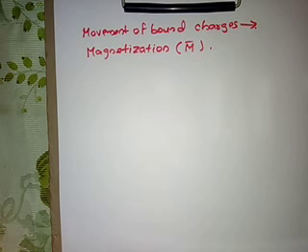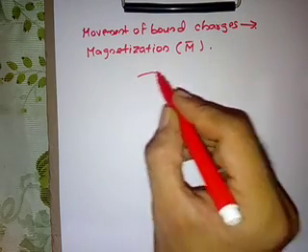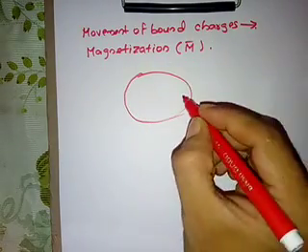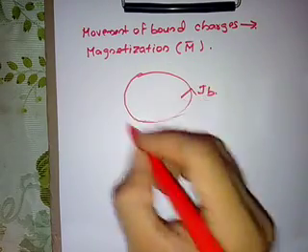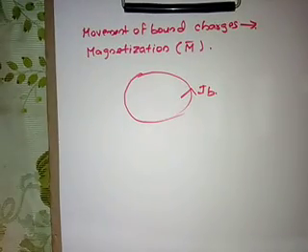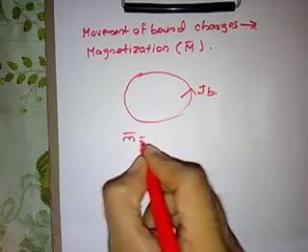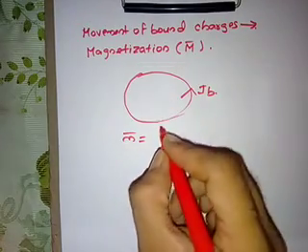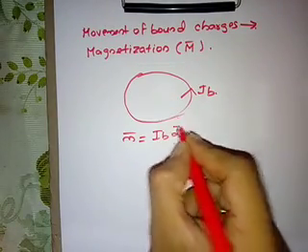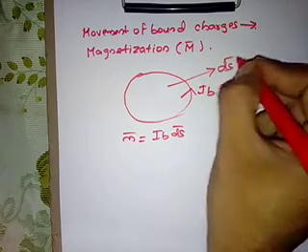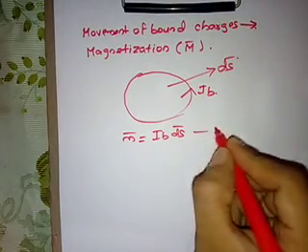Consider the current IB flowing through a closed path. Assume that this closed path encloses the area dS bar. Then the magnetic dipole moment, as per our previous class derivation, is m bar equal to the current multiplied by the area dS bar. So IB into dS bar gives the magnetic moment.